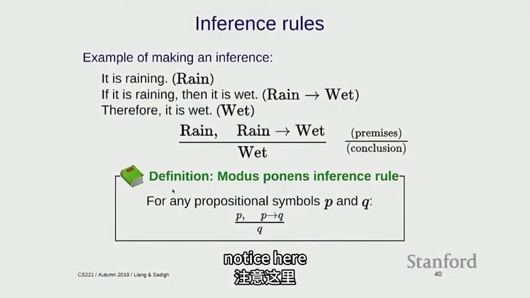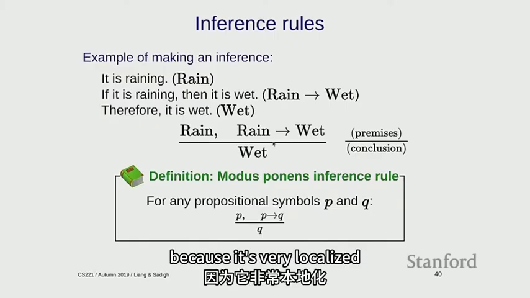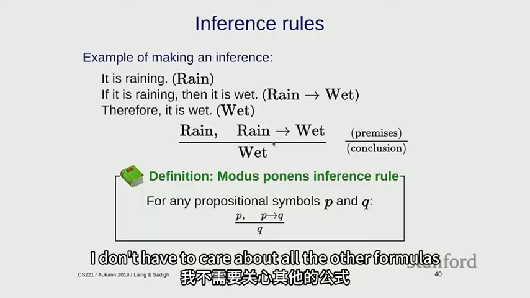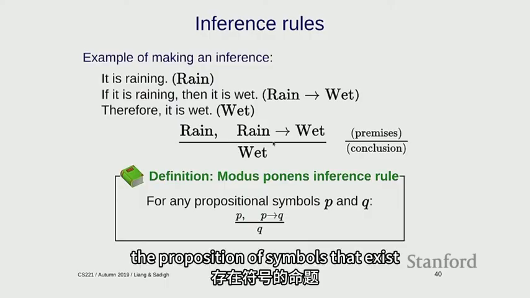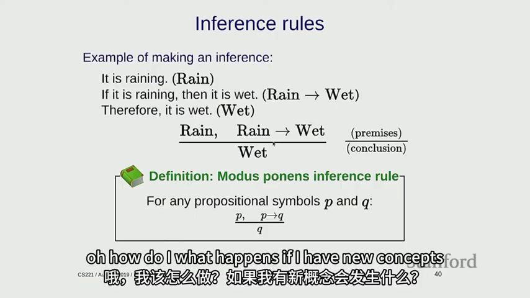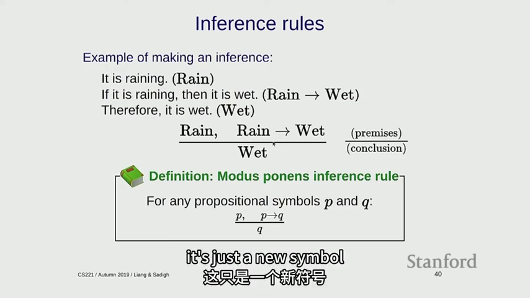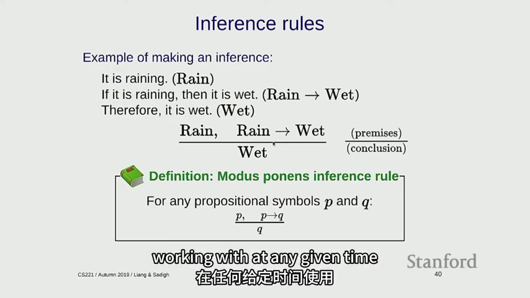So notice here that if I could do these types of inferences, it's much less work, right? Because it's very localized. All I have to do is look at these three formulas. I don't have to care about all the other formulas or propositional symbols that exist. And going back to the question over here about what happens if I have new concepts that occur? Well, you can just treat everything as a new symbol. There's not necessarily a fixed set of symbols that you're working with at any given time.